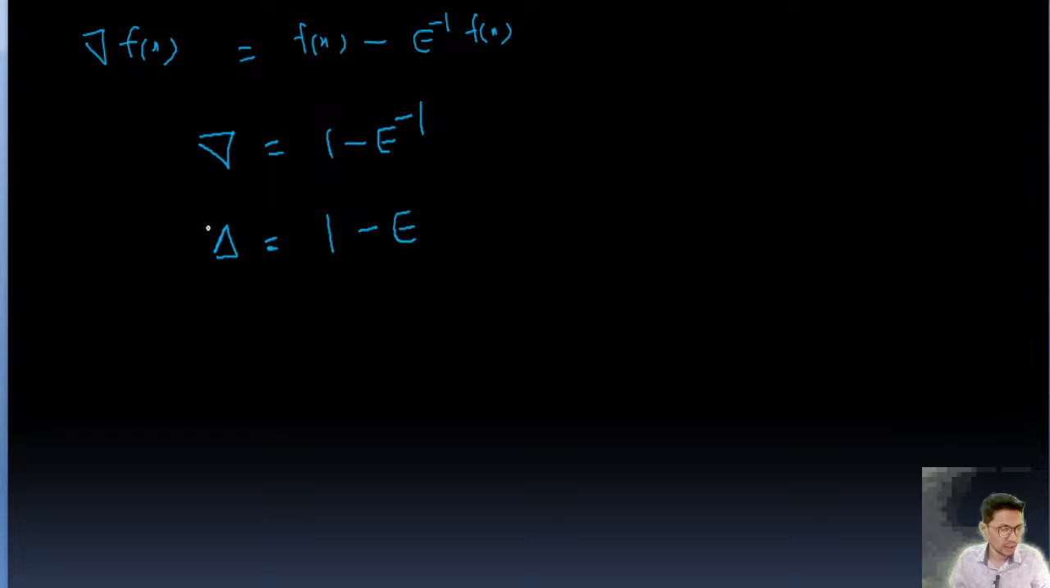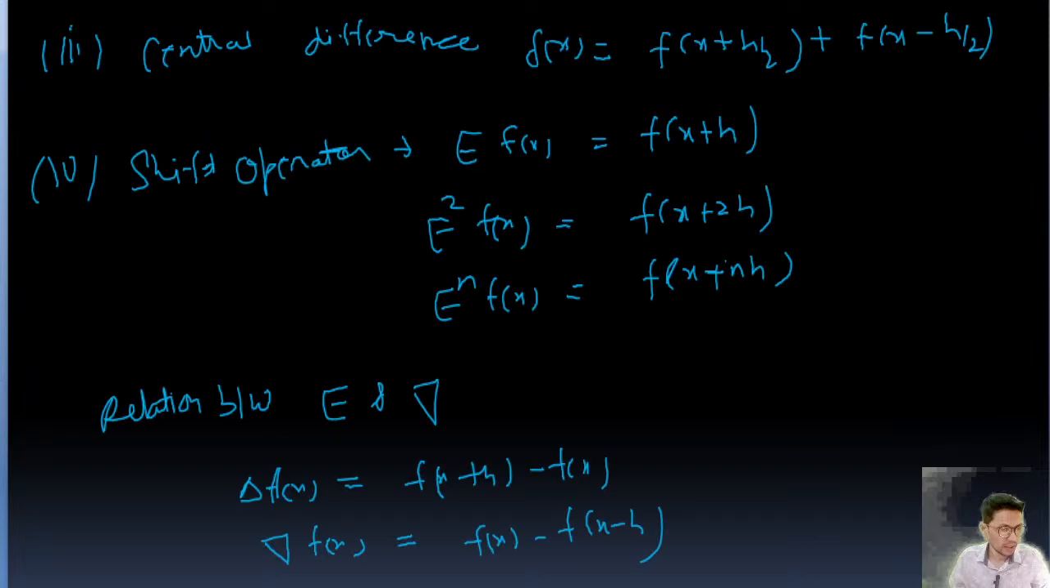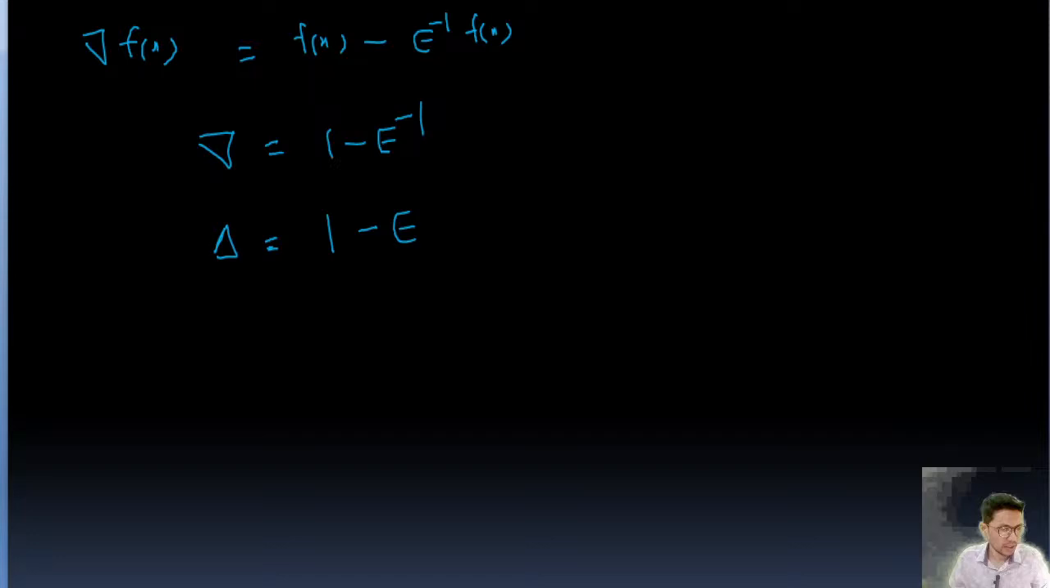So these are the relations between forward delta and backward delta and the shift operator. So this is about it.